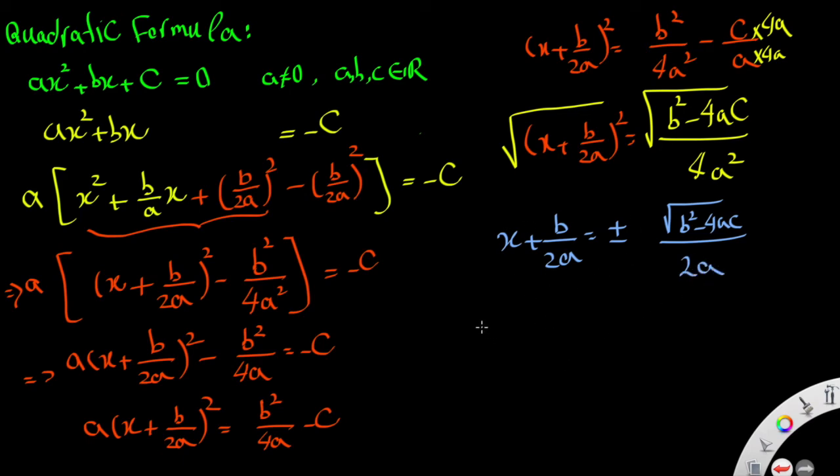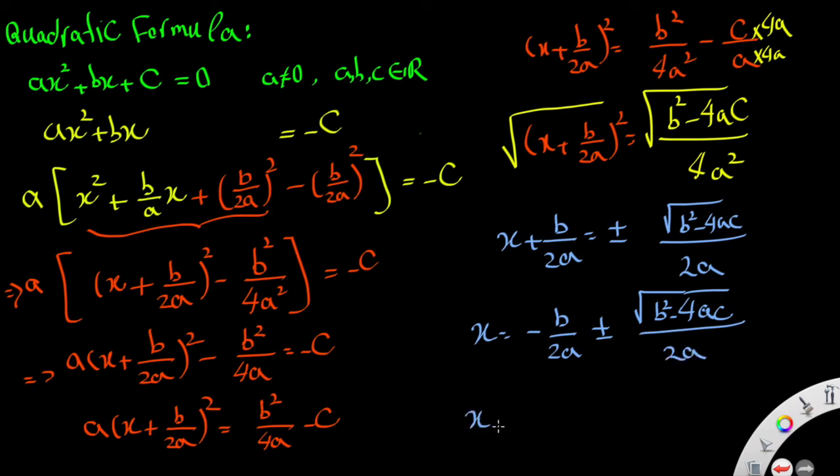Now I transfer to the other side, x will be minus b over 2a plus or minus radical b squared minus 4ac over 2a. They already have a common denominator. I write them as a single fraction. It will be minus b plus or minus radical b squared minus 4ac, over 2a. And as you see, the quadratic formula is obtained.